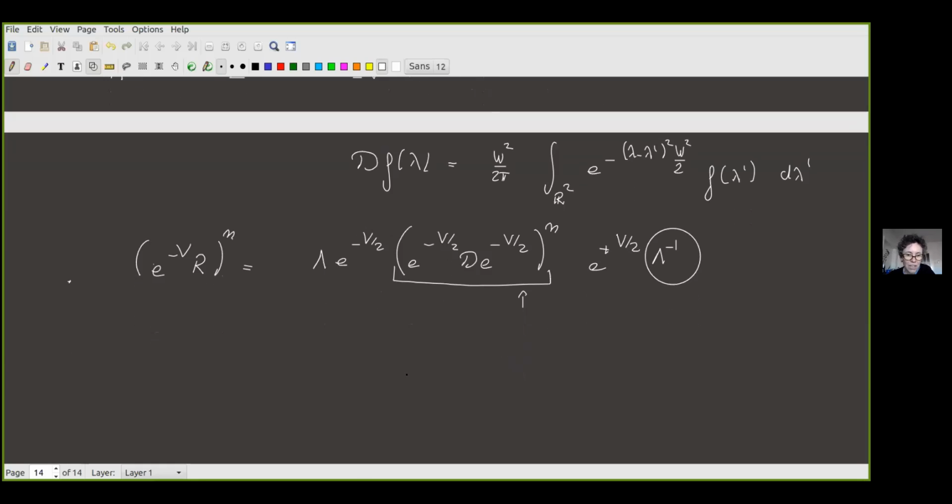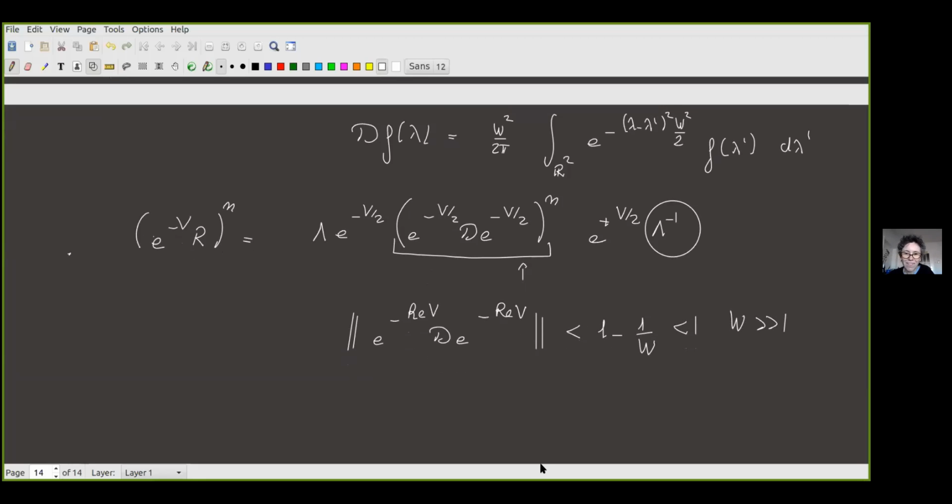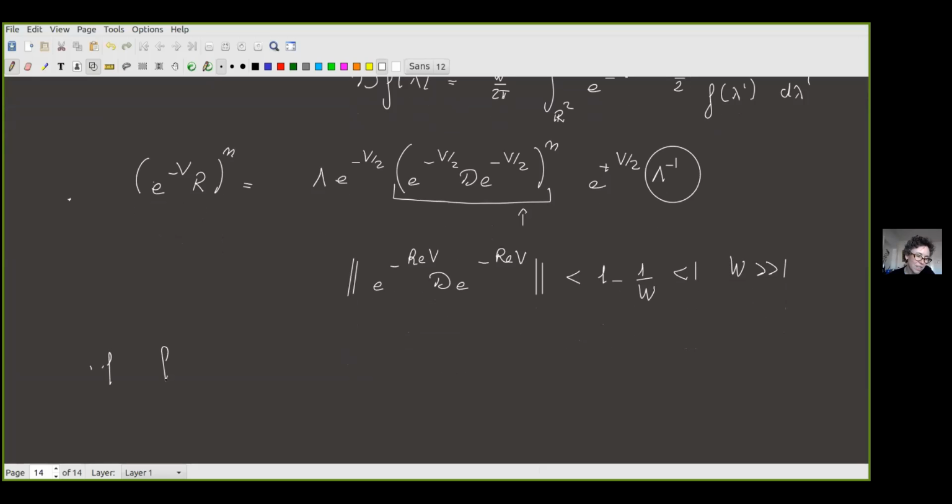And actually, if we take the norm of this, the absolute value, so the real part of the exponential, this operator has norm which is smaller than 1 minus some constant divided by W. And this is strictly smaller than 1 because W is much larger than 1. So again, if the function we apply our operator to is 0 in 0, well then T to the L applied to f is just exponential minus V R to the L applied to f.